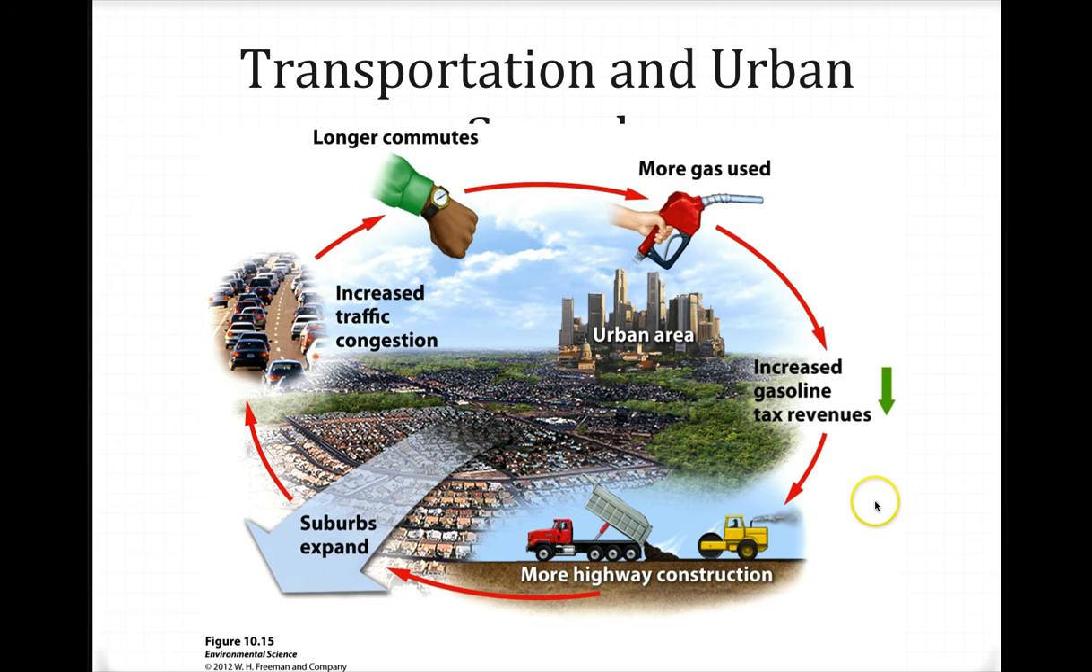However, rather than necessarily repairing the roads we already have, the government has used those gasoline tax revenues to build new highways, which allow the suburbs to expand, which increases our traffic and congestion, which means that we have longer commutes, which means we need more gas, which means we have increased gasoline tax revenues, which starts this process again. So the way that the government has chosen to tax gasoline and then spend the money has actually contributed to urban sprawl. It's contributed to the expansion of the suburbs, to the expansion of highways, which has led to a lot of other issues, which we've started to discuss already.